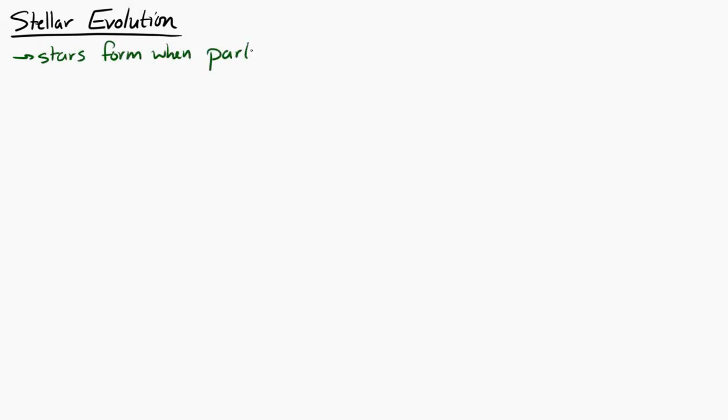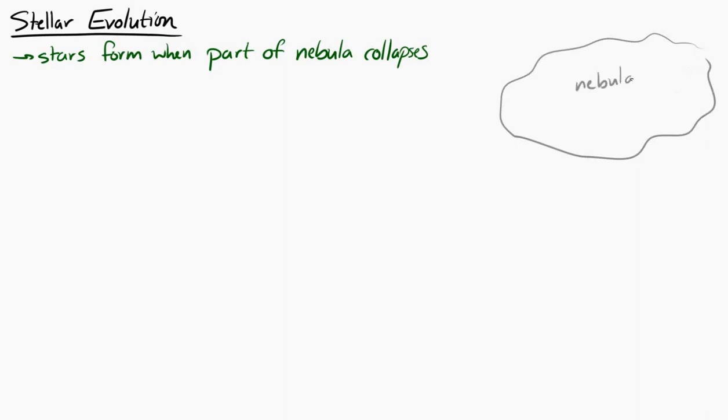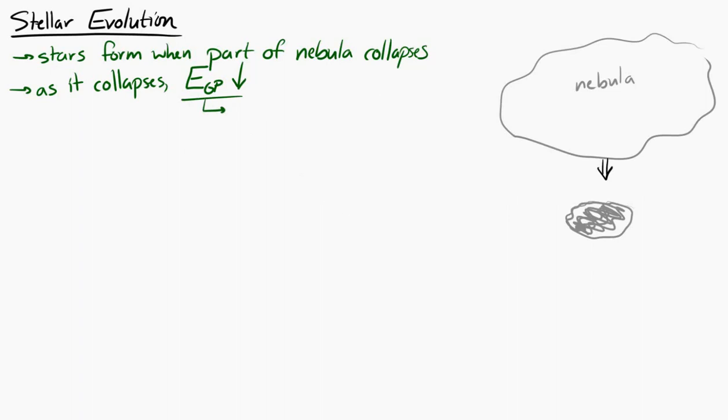Now let's take a look at stellar evolution. So the formation of stars, the lives of stars, and the deaths of stars. A star is formed when a part of a nebula begins to collapse, for whatever reason. When the nebula begins to collapse, the gravitational potential energy decreases as the gas cloud gets closer and closer to itself. If the gravitational potential energy of the gas cloud is decreasing, energy conservation tells us that the energy has to go somewhere.